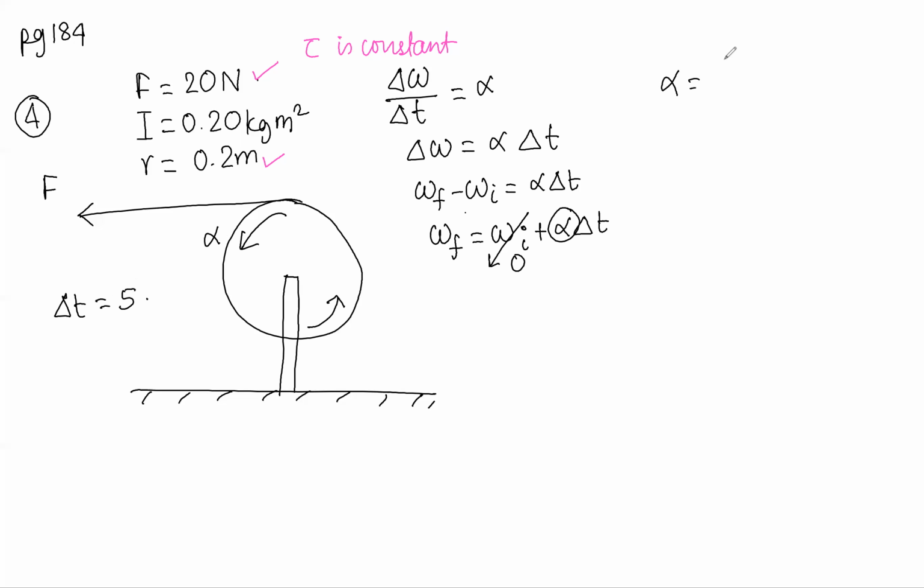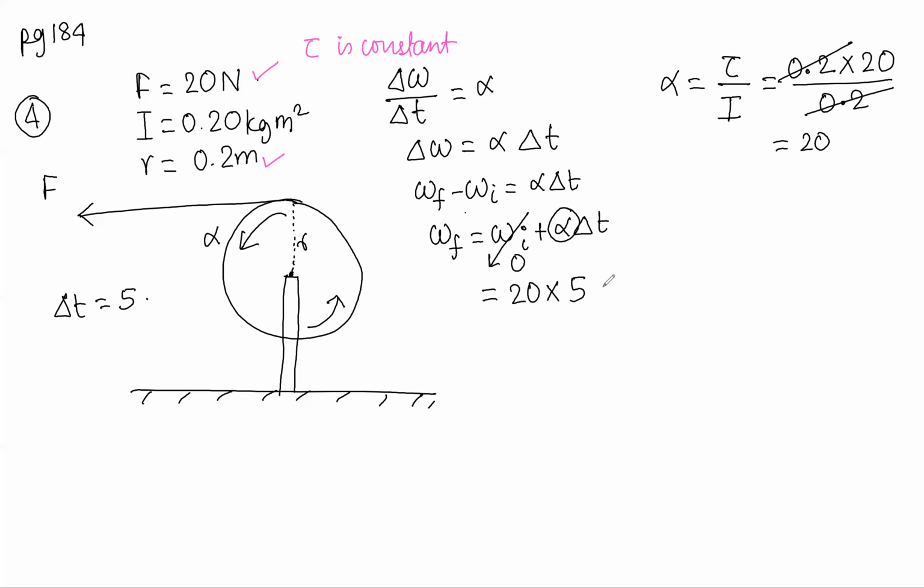How will we find alpha? Alpha is equal to torque divided by moment of inertia. What is the torque over here? Torque is equal to R into F. R is equal to 0.2. This is your R value from the axis to the edge. And the value of F is 20. So 0.2 into 20 is 4, divided by the moment of inertia, which is 0.2. That means the angular acceleration is equal to 20 radian per second square. You put that value of 20 over here and the time is equal to 5, which means the angular velocity is equal to 100 radians per second.